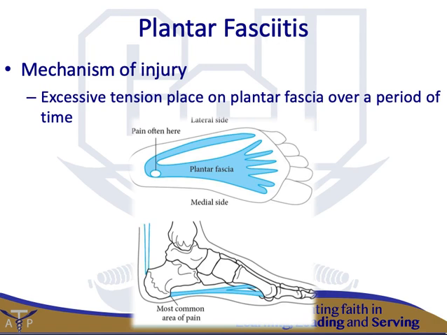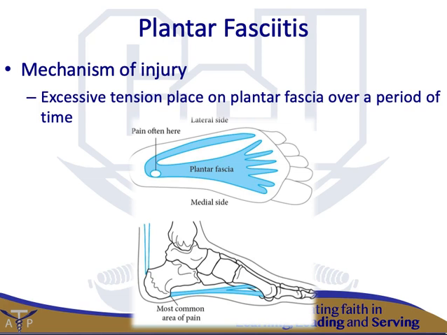Plantar fasciitis is a very common injury in athletics as well as the general population, especially as an individual gets older. The plantar fascia is a thick band of soft tissue that runs from the calcaneus to the metatarsal heads, and it really supports the foot's medial longitudinal arch and acts as a shock absorber as we're weight-bearing, walking, running types of activities.